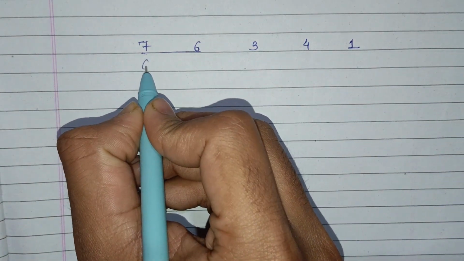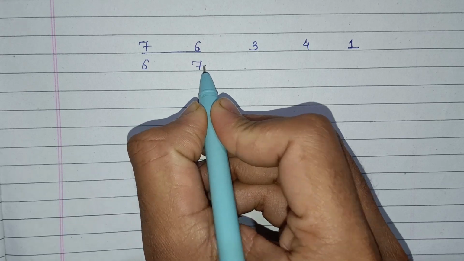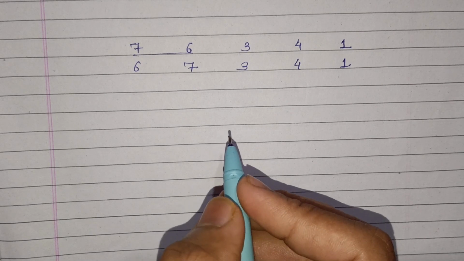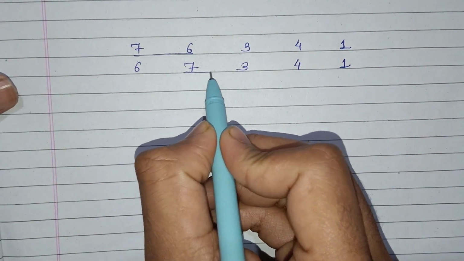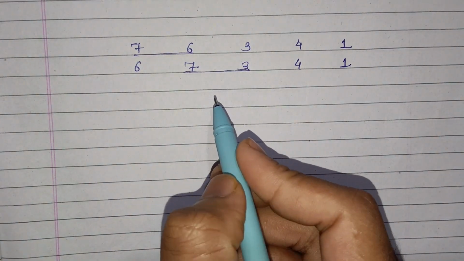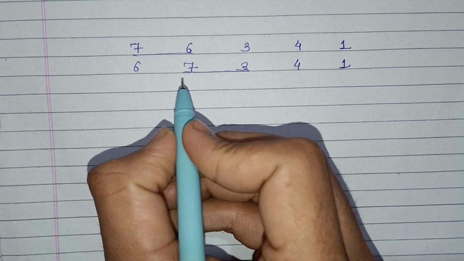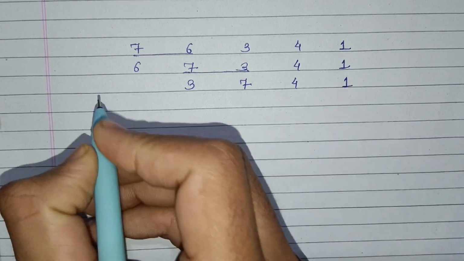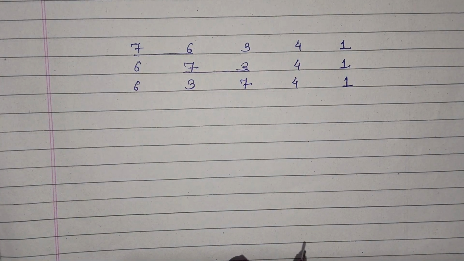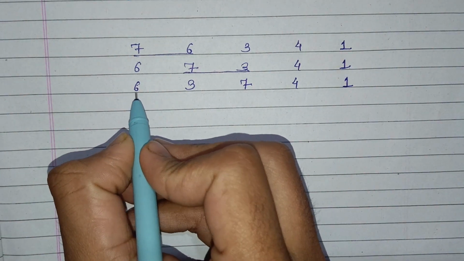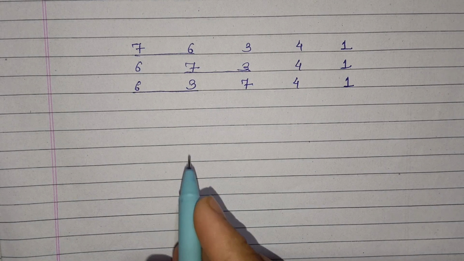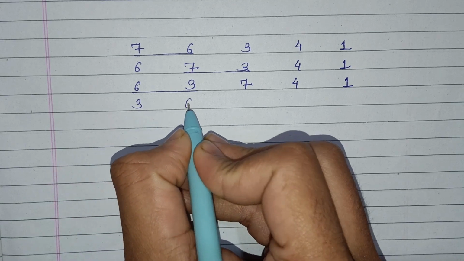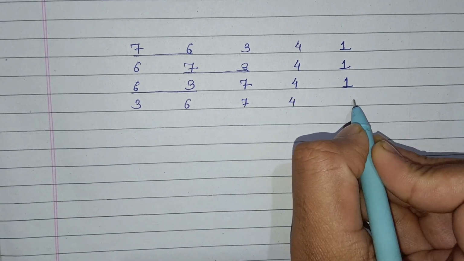So 6 will come here and 7 will come here and the rest of the elements will be as it is. Now the comparison happens between 7 and 3. So 7 is greater than 3, so the elements will get swapped. So 3 here and 7 here, and the rest of the elements will remain as it is. Now the comparison happens between 6 and 3. 6 is greater than 3, so 3 will come first and then 6, and all remain as it is.